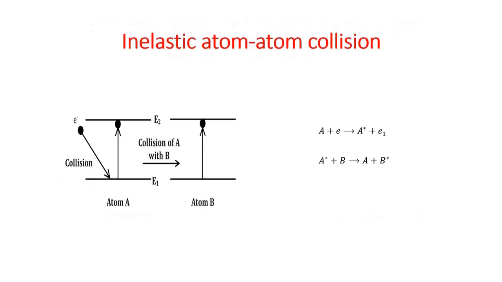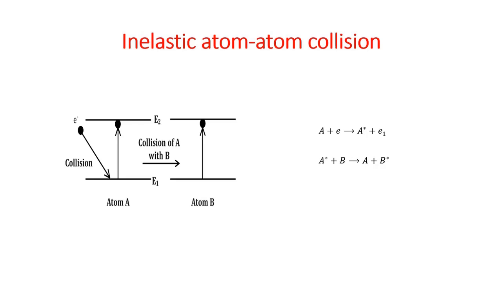Inelastic atom-atom collision. In some gaseous lasers, a mixture of gases is used. In these lasers, due to the electron bombardment, one part of the gaseous atoms gets excited to a higher energy level. The excited gaseous atom collides with another gaseous atom and brings it into an excited state. This process of excitation is known as inelastic atom-atom collision, and this figure depicts the schematic representation of inelastic atom-atom collision.